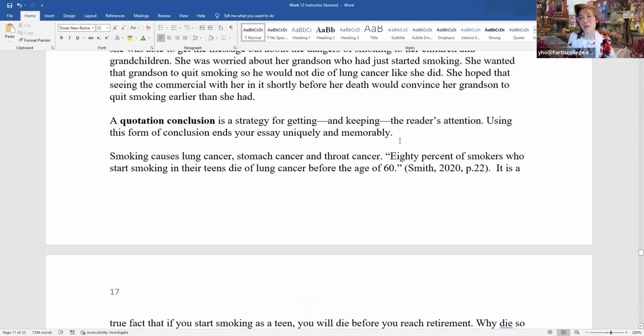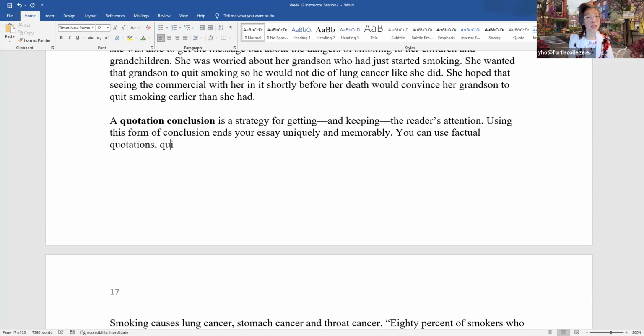So what kind of quotations would you use? Some people would use factual quotations. You can use quirky facts that people don't know about, something that's unusual, or something funny, or dramatic. That's up to you. It's the same way as hooks. You would use a hook quotation to get the reader to hook into your conclusion.